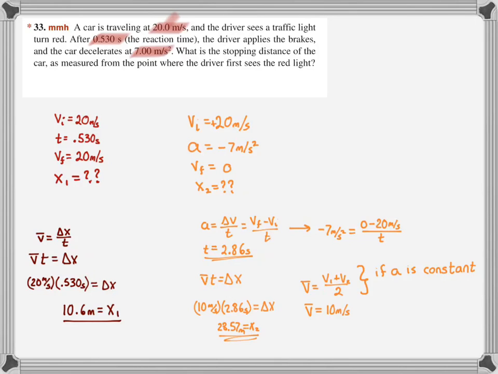Since the question asks what is the total distance from the moment he saw the light to the moment he came to a stop, the total distance is just the sum of those two distances, which makes our answer 39.17 meters. And that's it for that.